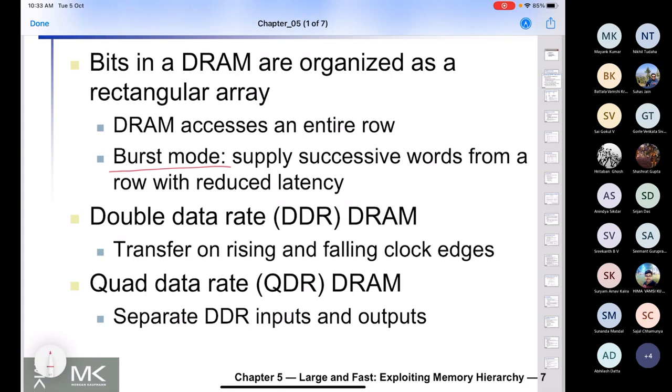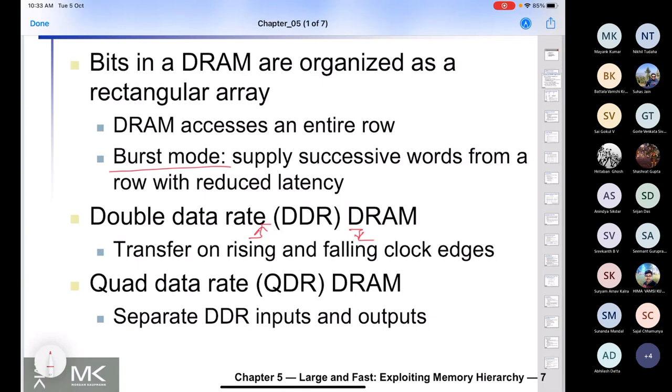Then there are these advanced DRAMs, double data rate DRAM. Usually the DRAMs are clocked circuitry, and they operate at a particular clock edge, either the positive edge or the negative edge. The DDR DRAMs can transfer data on both the positive clock edge as well as the negative clock edge. So in a clock cycle, basically they perform the operation twice, and so they increase the throughput by a factor of 2.